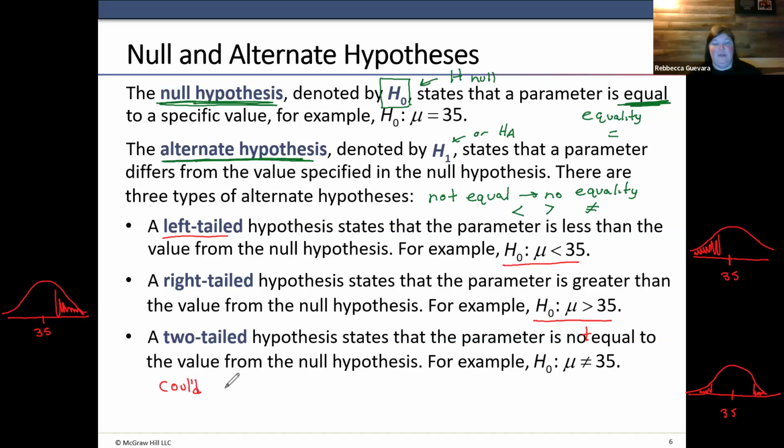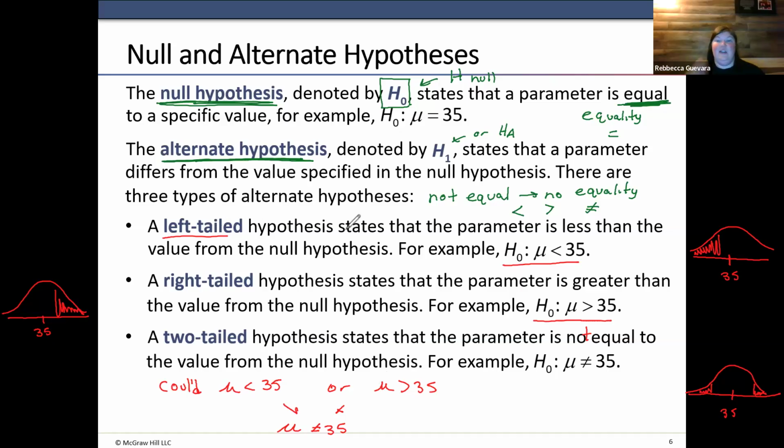So this is saying that essentially our mean is less than 35, or our mean is greater than 35, but we're going to coalesce this all into simply saying, well, our mean is anything but 35, because it can be one side or the other. So that's when you get your two tail test.